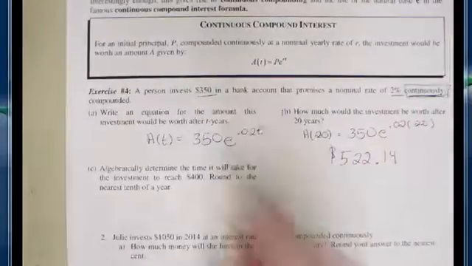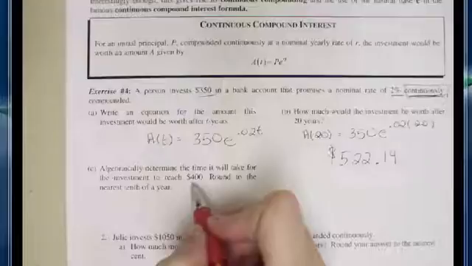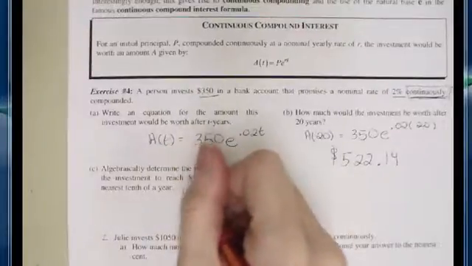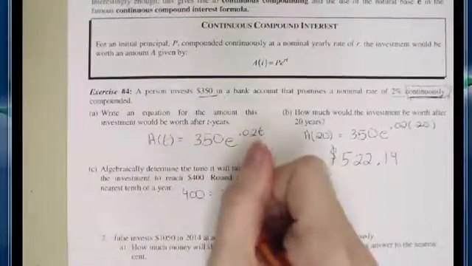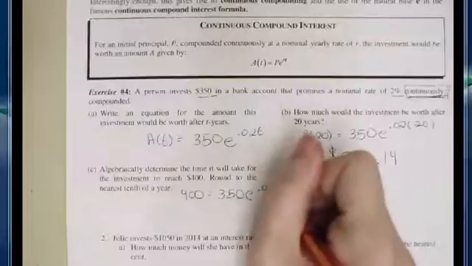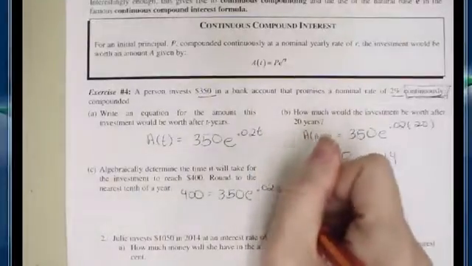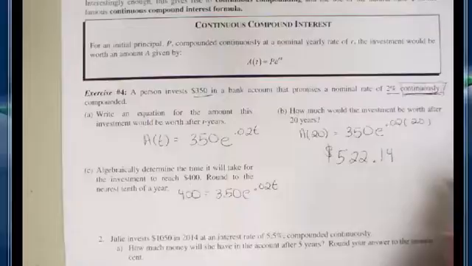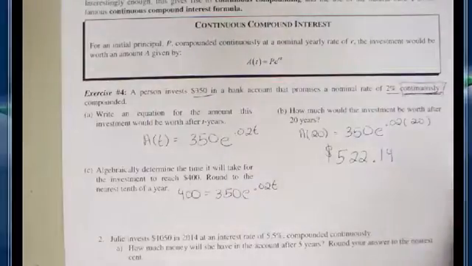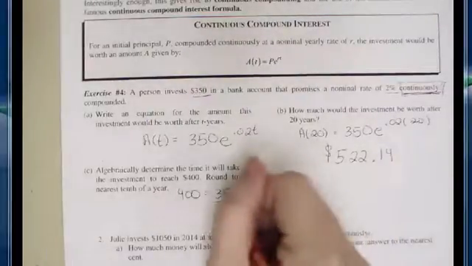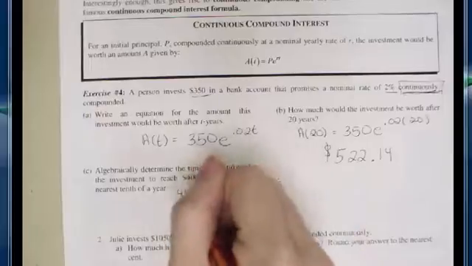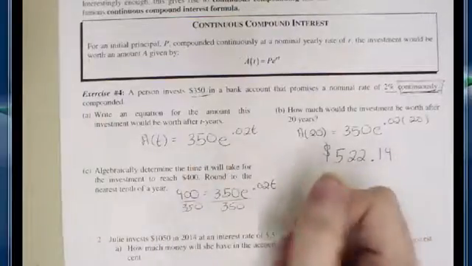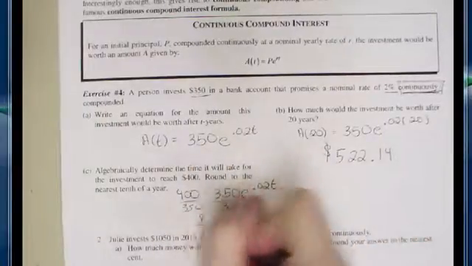All right, opposite right here. When will it reach 400? So 400 is the end. 350 is the beginning. Still 2% is the rate. Looking for time. Is the exponent all by itself? No, the 350 is in the way. Divide. Okay, simplifies down to 8/7.